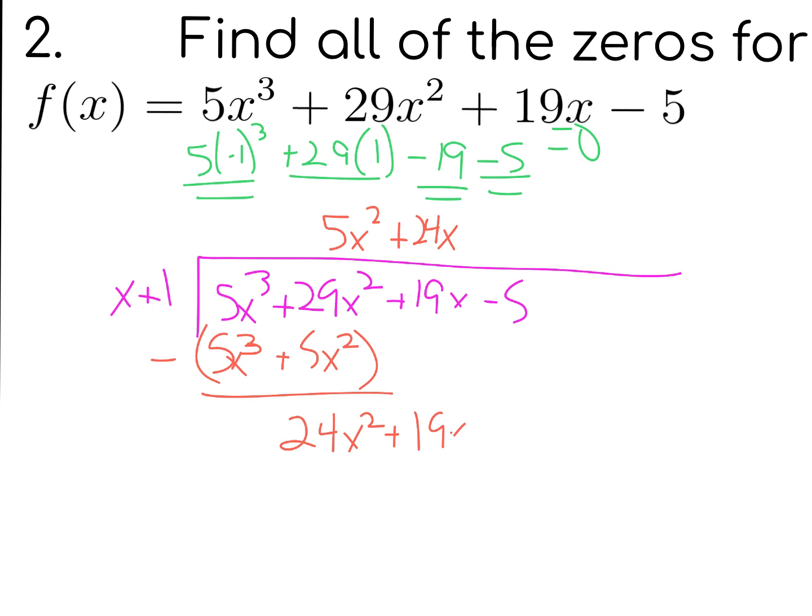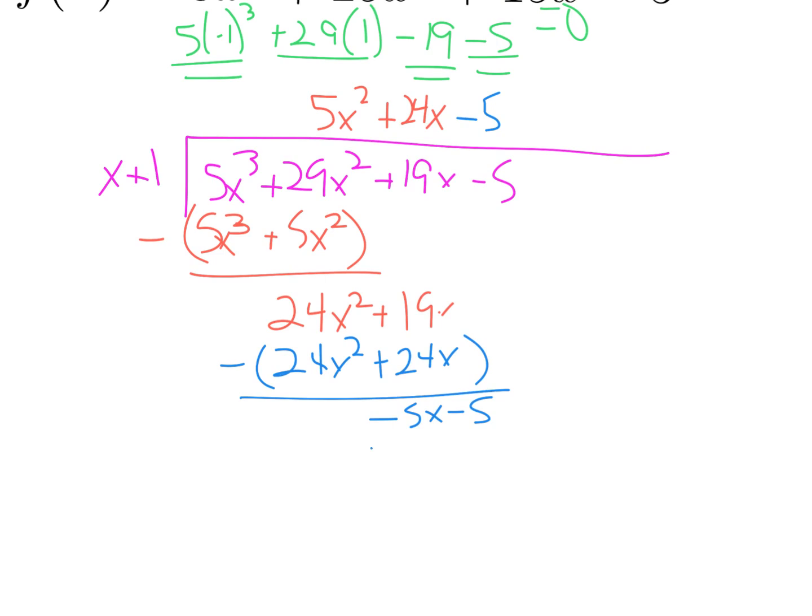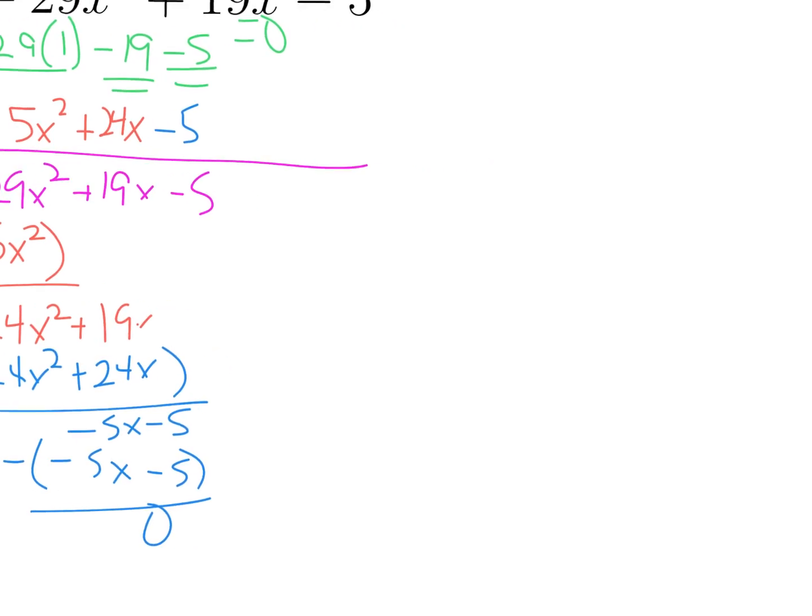And 24 times x is 24x squared. 24x. Subtract down. That's going to be negative 5x minus 5. So put a minus 5 there. So that's going to be negative 5x minus 5. Subtract down, and that's going to be 0. So negative 1 is one of my zeros. Now I have 5x squared plus 24x minus 5.